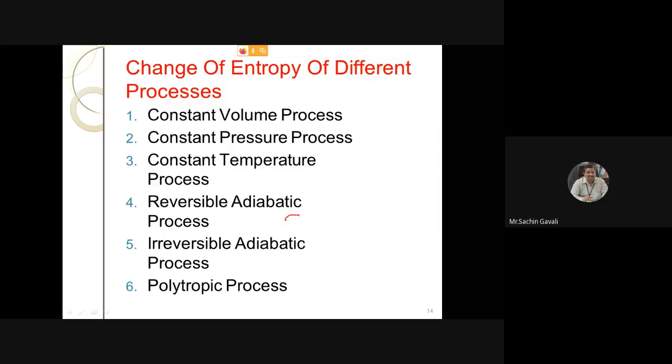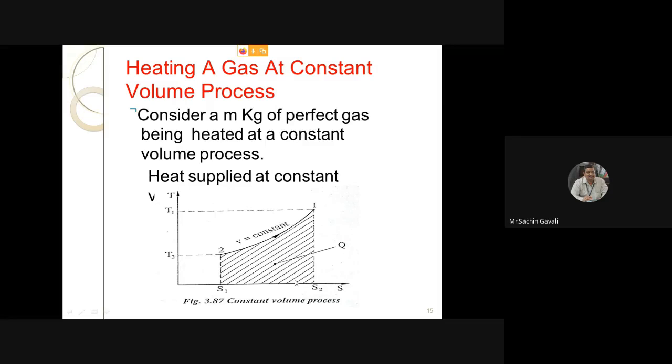So quickly we will go through it. This is not asked in the examination, but we have to remember the formulas. So for an irreversible adiabatic process, what is entropy change? For a polytropic process, what is entropy change? We will quickly go through this now because we have already covered the derivation.